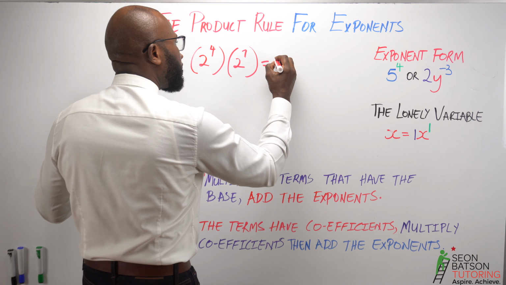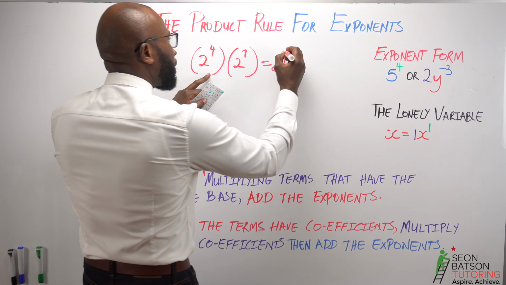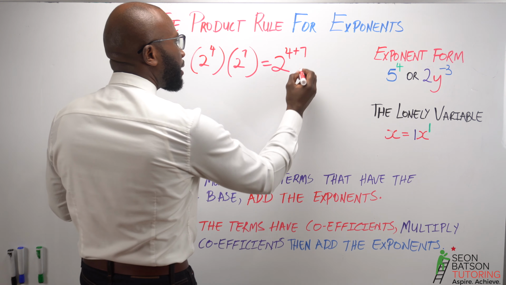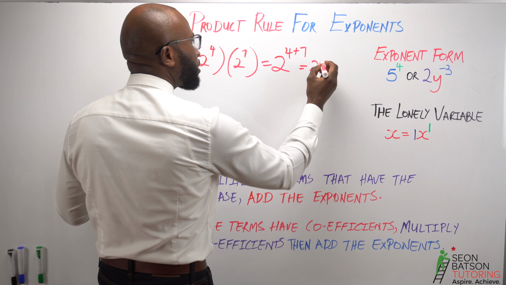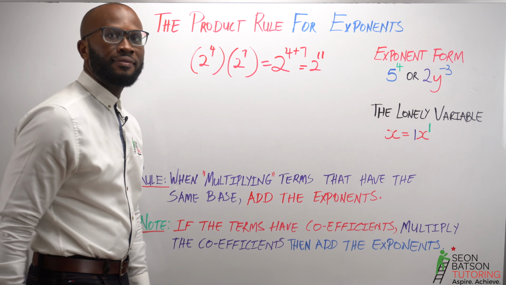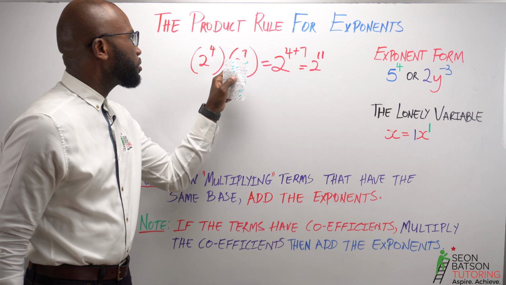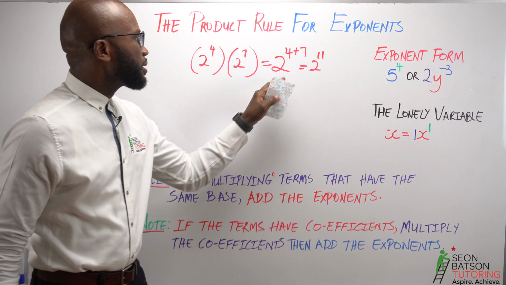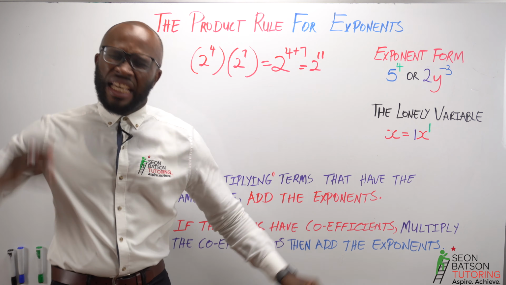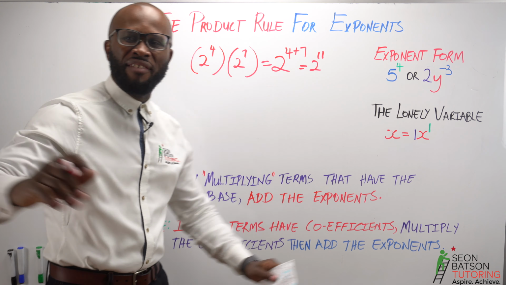So because they have the same base, we can add the exponents. So remember, the base stays the same. And we're going to add the 4 and the 7. And this will give us 2 to the 4 plus 7 is 11. So 2 to the 4th power times 2 to the 7th power is equal to 2 to the 11th power. It's very simple. It's very straightforward. How are you feeling? Give me a high five.